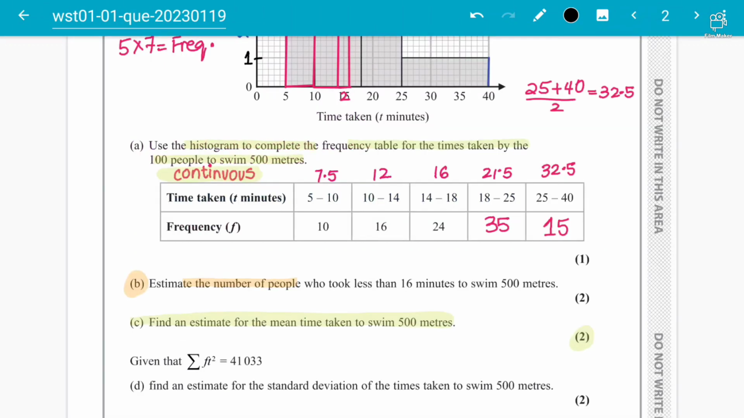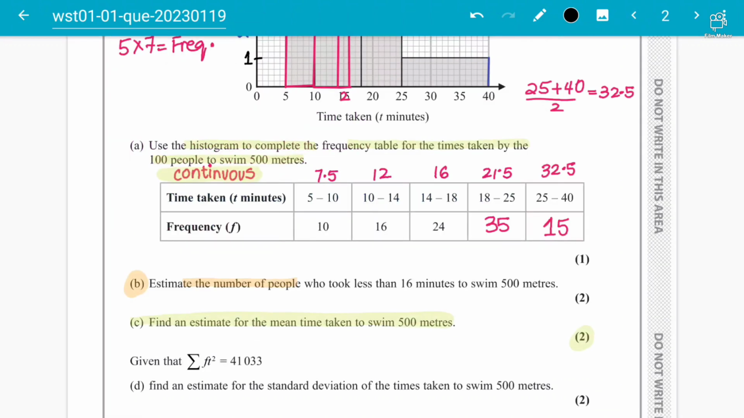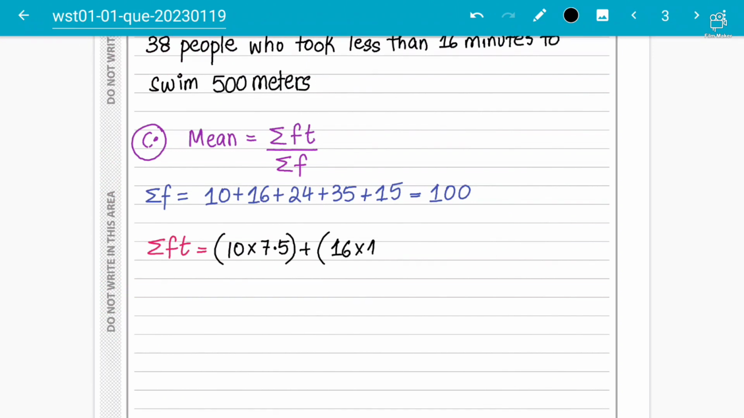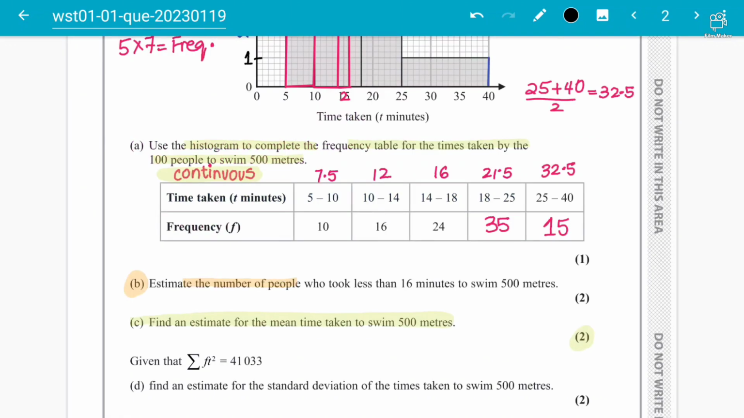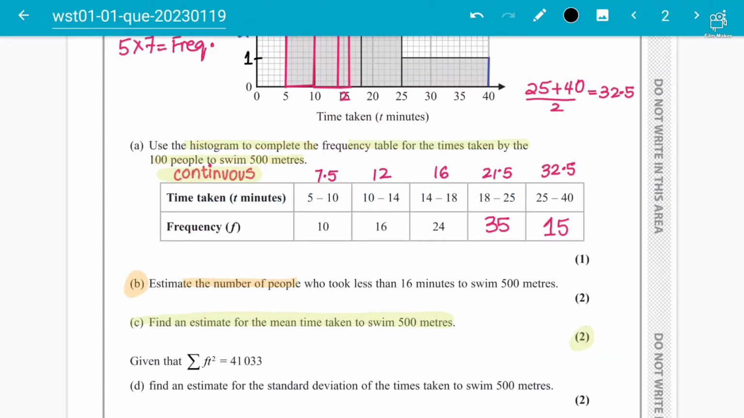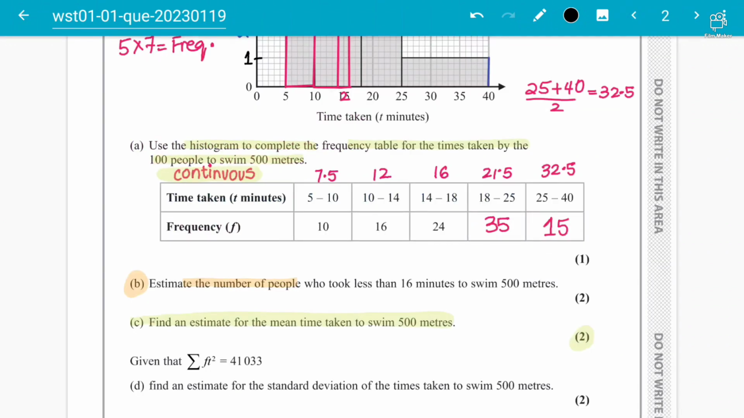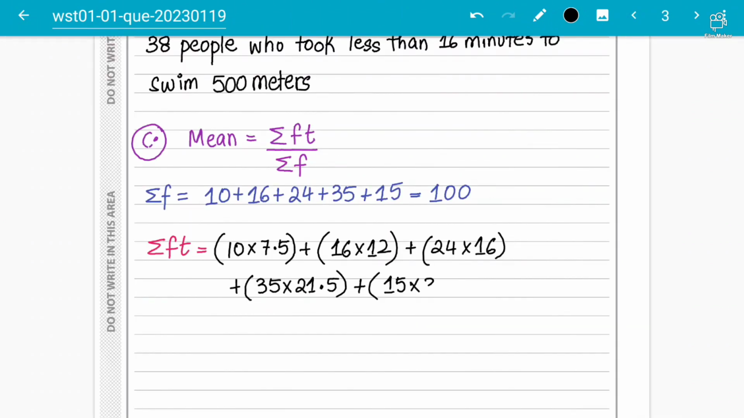Frequency times that, so 10 into 7.5. Then add, again addition, the remaining frequencies: 16 into 12. Students, hope everyone is getting this. Then you have 24 into 16. Frequency times the midpoint: 35 times 21.5. And the last one will be 15 times 32.5. So that will be the last one.